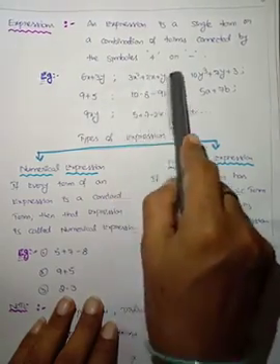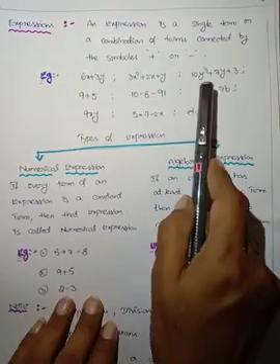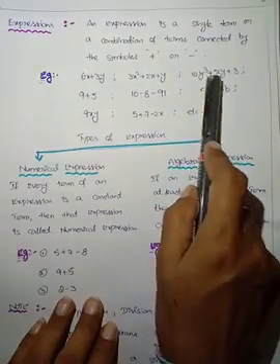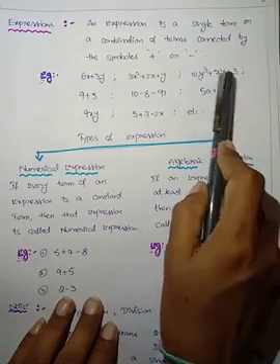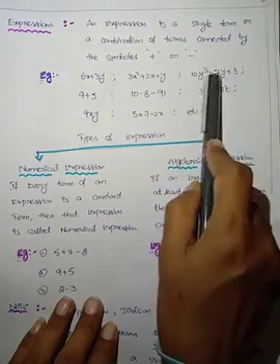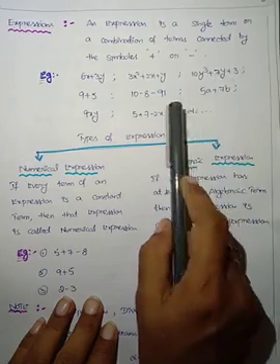So this is also called an expression. Here 10y cube plus 7y plus 3. Here also three terms. Here also a combination of terms with the symbol of addition.